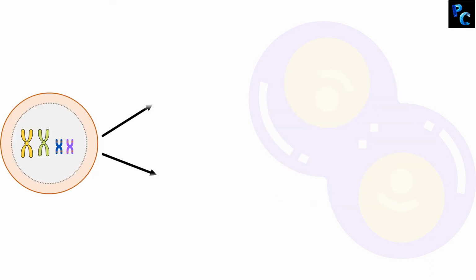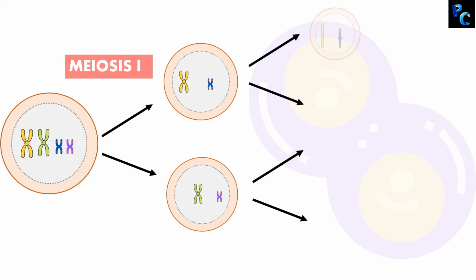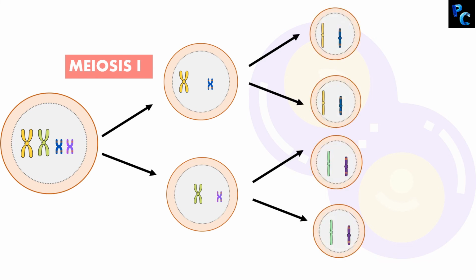In division 1, the homologous pairs will separate into 2 cells. That is, the yellow and green were a homologous pair. Now they are in different cells. Similarly, the blue and purple were homologous pairs. Now they are in different cells. This is called meiosis 1. In the next step, the sister chromatids will separate. This is called meiosis 2.